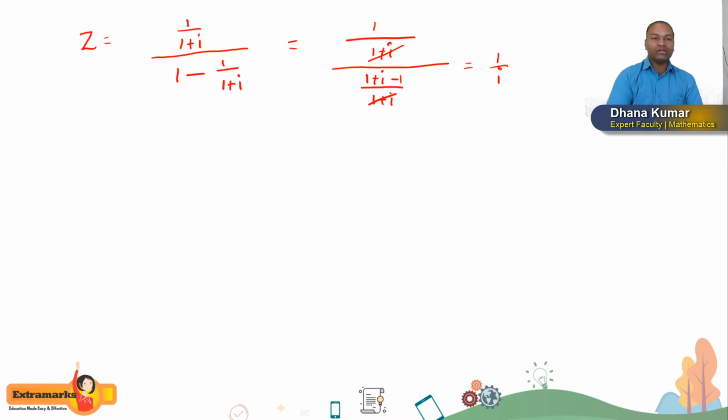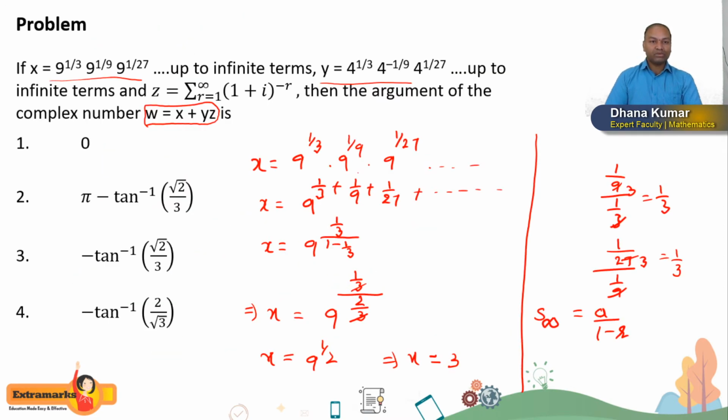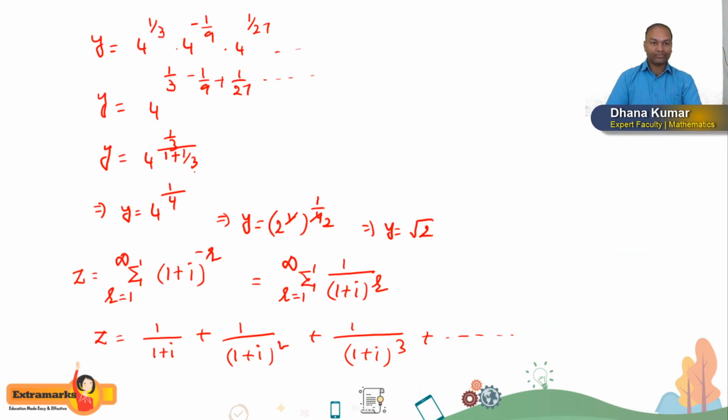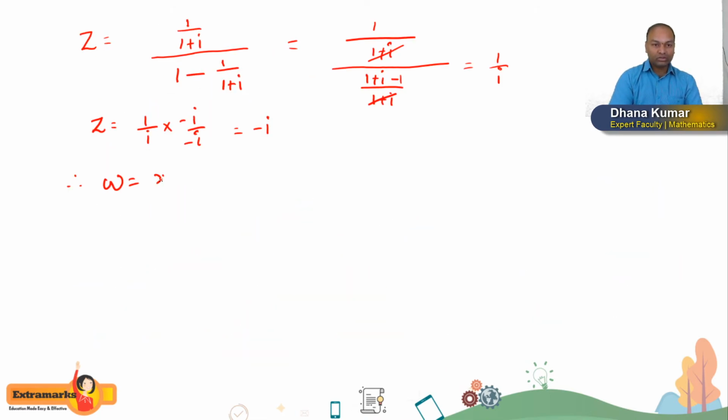So 1 by i can be written as what? 1 by i can be written as multiply and divide with minus i. So that is equal to minus i, because i into i, i square value is minus 1, minus into minus plus 1. So Z is minus i. Therefore W is equal to what? Condition: x plus yz. W is equal to x plus yz.